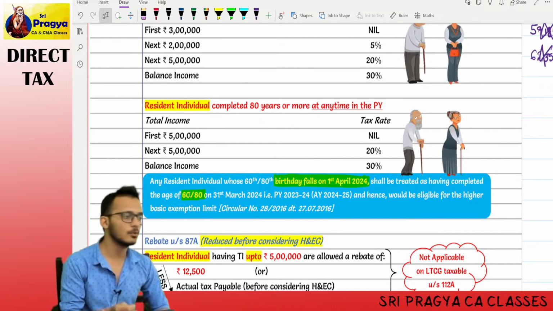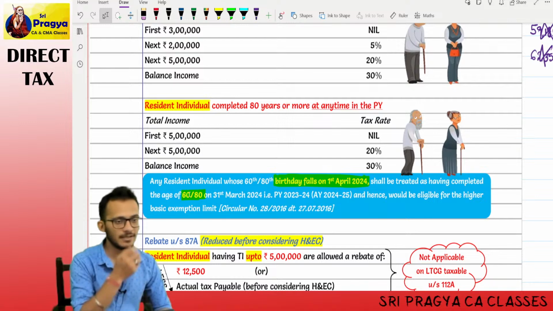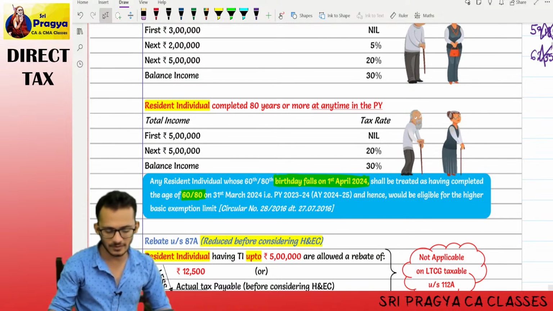Income tax says, Rahul, if you are a poor person, I will give you now something called a rebate. For which I need to first define who is poor.